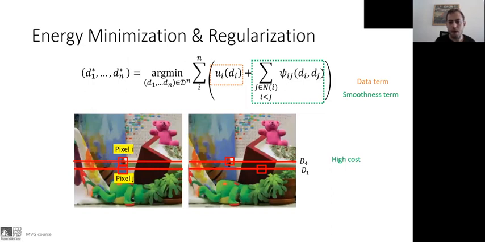For example, for neighboring pixels i and j, if the disparities are very different, we will have a high smoothness cost. If they are the same, we will have low cost, or actually zero cost if we have the same disparity for two neighboring pixels. So that's just the smoothness term. It does not consider patch similarity, just the similarity between the disparities of neighboring pixels.